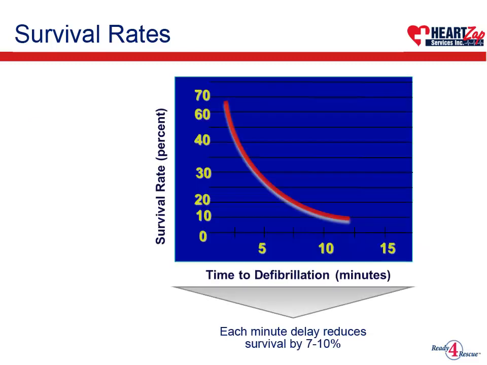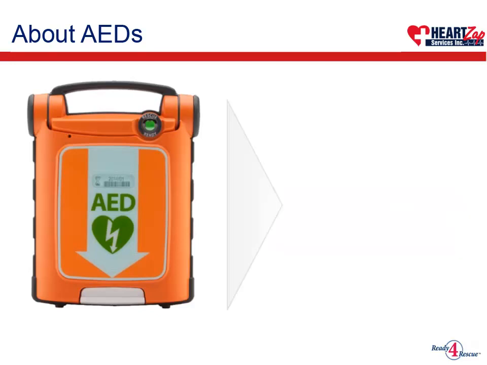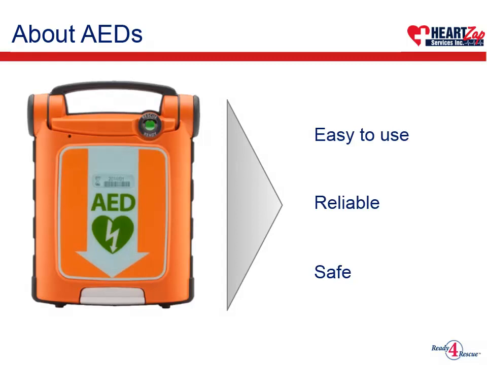With every minute delayed in using an AED and CPR, the casualty's chance of survival decreases to between 7 and 10%. The units that you have in your location are the Cardiac Science G5 AEDs. They're very easy to use, reliable, and safe.